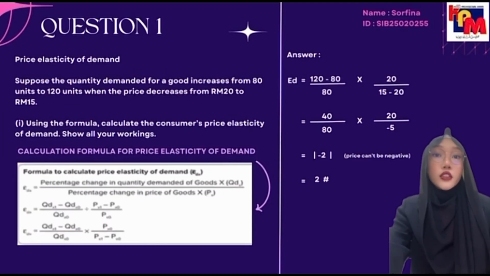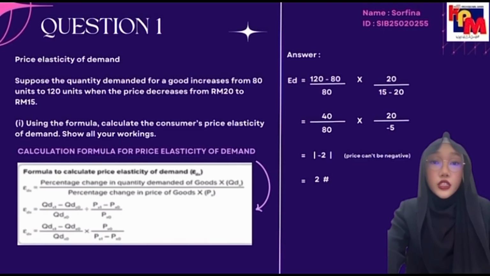For question 1, suppose the quantity demanded for a good increases from 80 units to 120 units when the price decreases from RM20 to RM15. Using the formula, calculate the consumer's price elasticity of demand. Show all your workings. This is how to make use of the calculation formula for price elasticity of demand.